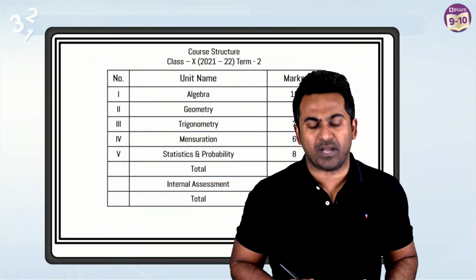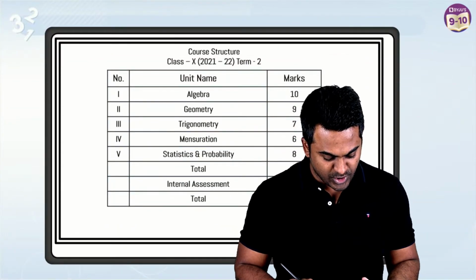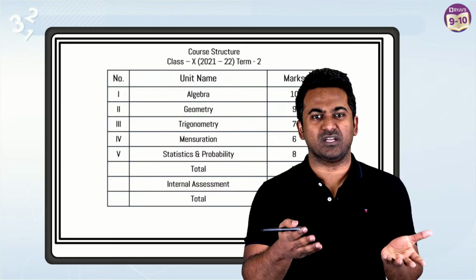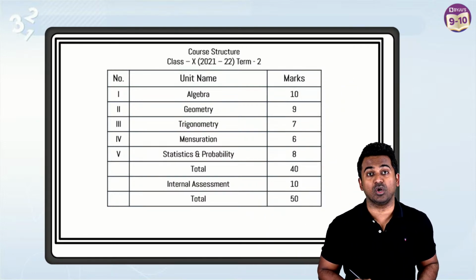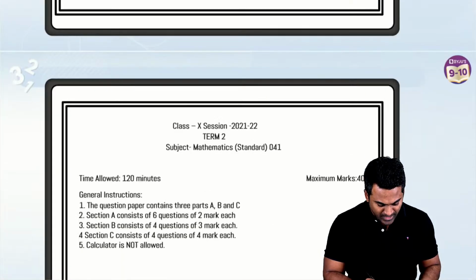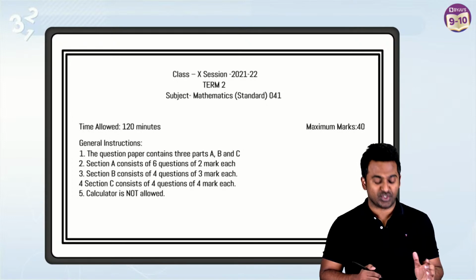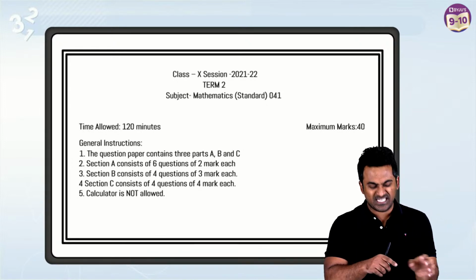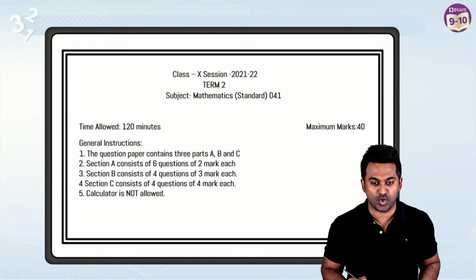This was the breakup, by the way: algebra, geometry, trigonometry, mensuration, statistics, and probability. Altogether 40 marks. Internal assessment was 10, making the total up to 50. I'm sure you are familiar with these, so I won't be spending too much time here. These are the instructions. The exam had 3 parts: Section A, Section B, Section C. Calculator, of course, was not allowed.